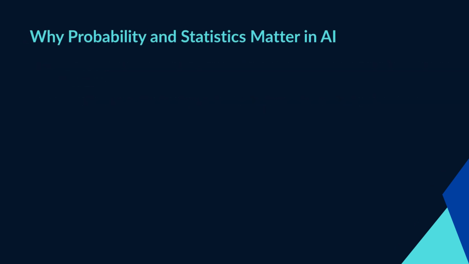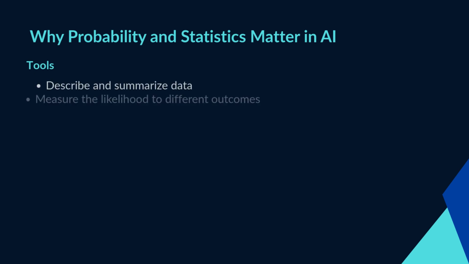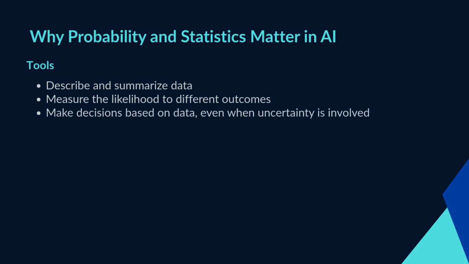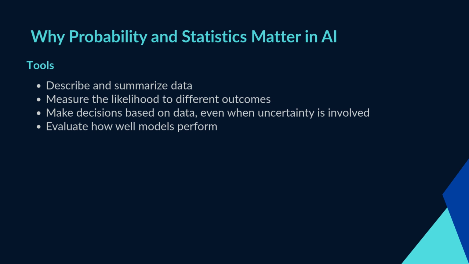Why probability and statistics matter in AI? AI systems often deal with real world data which can be noisy, incomplete, or uncertain. Probability and statistics provide the tools to describe and summarize data, measure the likelihood of different outcomes, make decisions based on data even when uncertainty is involved, and evaluate how well models perform. Many AI algorithms rely on statistical principles, from simple decision making processes to complex learning models.